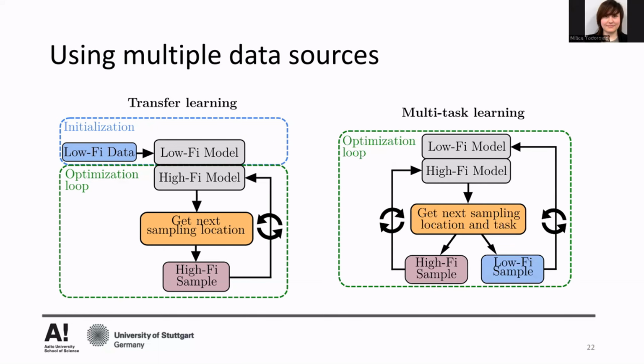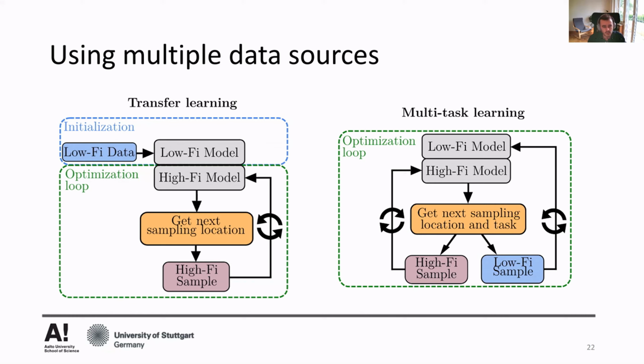The second approach is the so-called multitask learning. So here the idea is, instead of only using the support fidelity in the initialization step, we use support fidelity throughout the whole Bayesian optimization workflow. That means that at each iteration step, we not only have to choose the sample location, but also the fidelity level where we are going to calculate the next sample from.